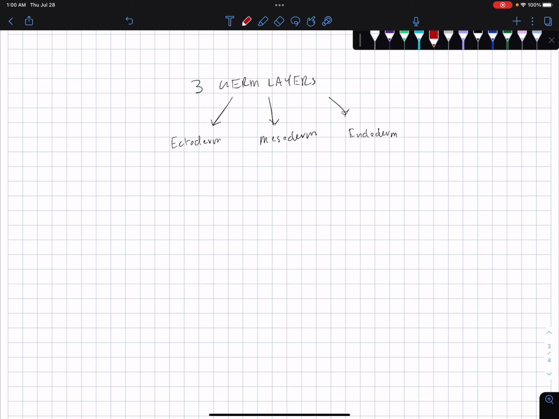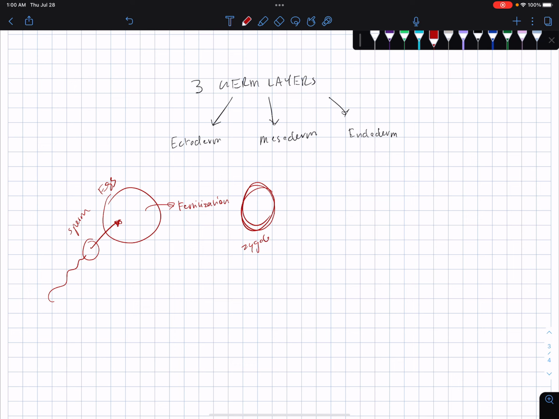So as you know, when we're trying to make a human being, you have sperm and you have egg. And once the sperm penetrates the egg, that's when fertilization occurs. And it forms a human. Well, it's not really a human yet, but it's going to become a human. And that is what the zygote is. So we're forming something that has a potential of becoming a human.